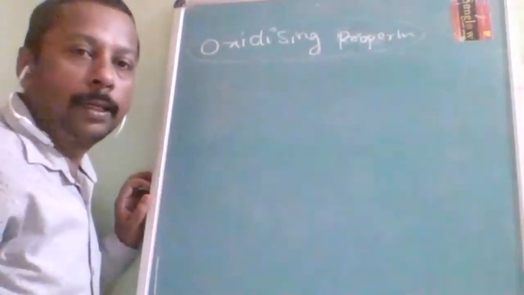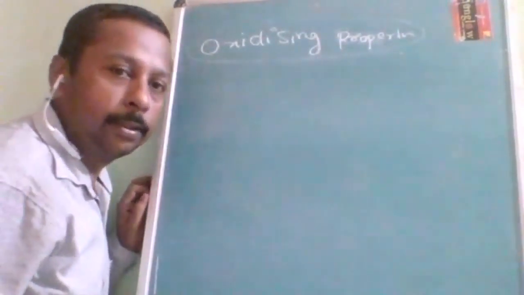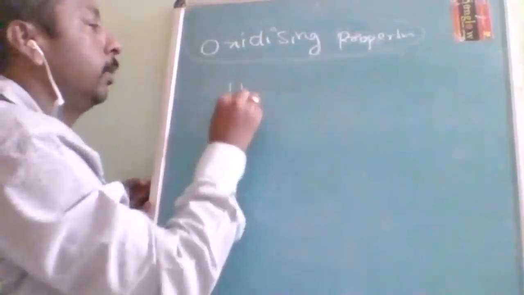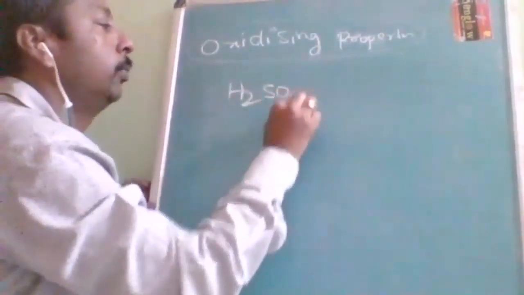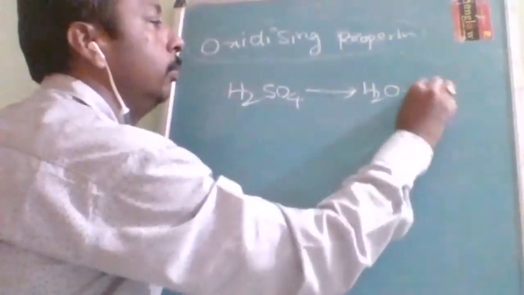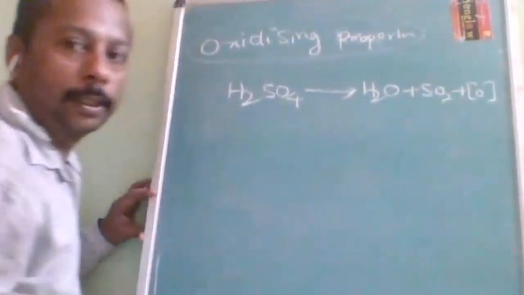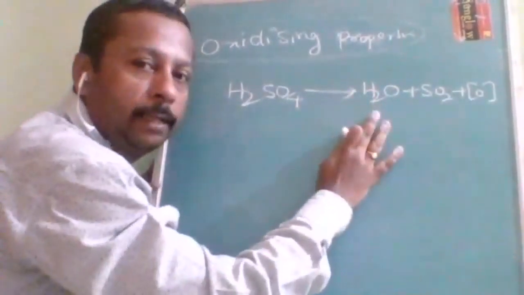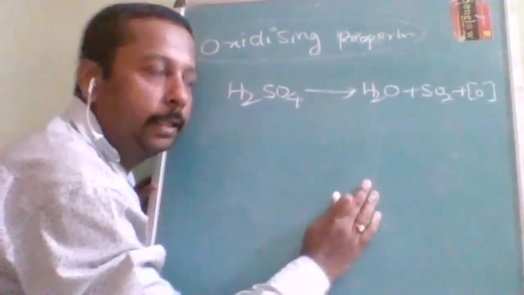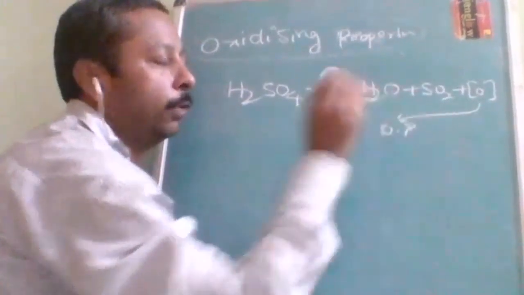The oxidizing nature of sulfuric acid is due to the presence of nascent oxygen. Why is it nascent oxygen? H2SO4 on decomposition will give you H2O plus SO2 plus nascent oxygen. This is the heart of the equation. If you know this equation, you can write all the other equations. This is responsible for the oxidizing property.